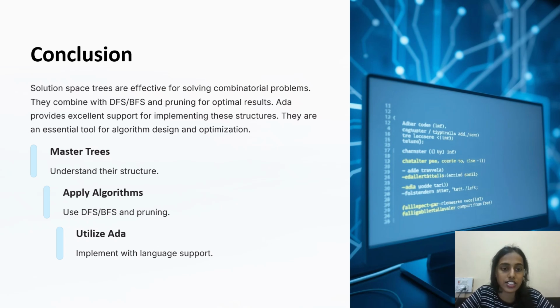Here I have given master trees. We will understand their structures easily using the solution space tree. We apply algorithms: we use DFS, BFS, and pruning, and we utilize ADA here. It will be implemented with the language. ADA will give great support for the implementation of these types of solution space trees.